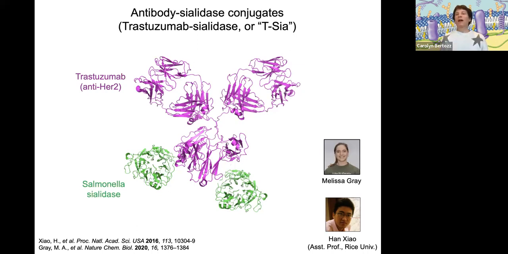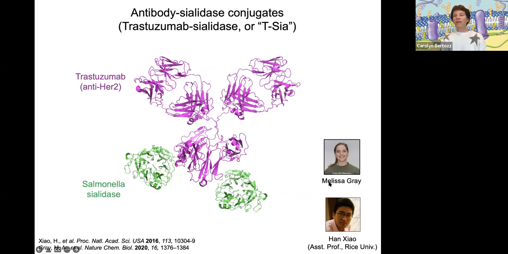So the first prototype molecule we made that was an antibody-sialidase conjugate used the antibody trastuzumab, which is in the drug Herceptin, and it's Genentech's antibody that binds to HER2, already an approved drug for treatment of certain breast cancers and gastric cancers. And we fused to trastuzumab the sialidase from a bacterium, Salmonella. And this was a molecule that we used as a proof of concept molecule, not as a human therapeutic candidate, because of course a bacterial enzyme wouldn't be ideal for that purpose. It would be immunogenic in people. But this is where we started.